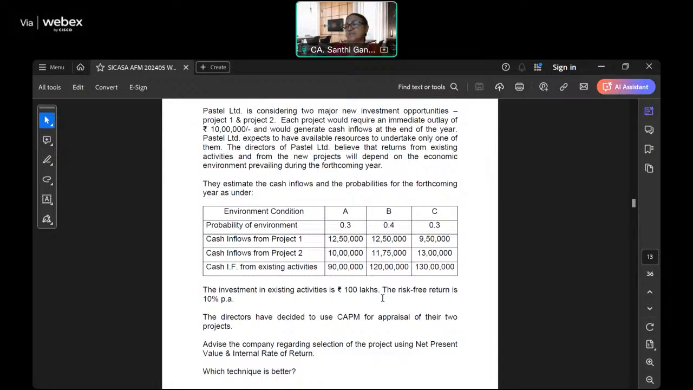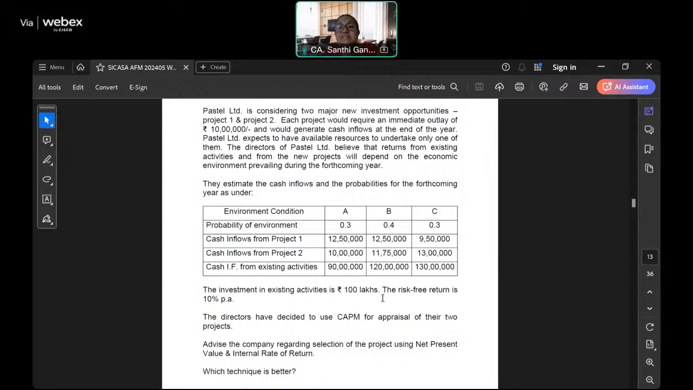Okay. Pastel Limited is considering two major new investment opportunities, Project 1 and Project 2. Each project would require an immediate outlay of 10 lakhs. So we find that they require the same initial investment and would generate cash inflows at the end of the year. Pastel Limited expects to have available resources to undertake only one of them, meaning they are mutually exclusive. They are going to take only one of them.